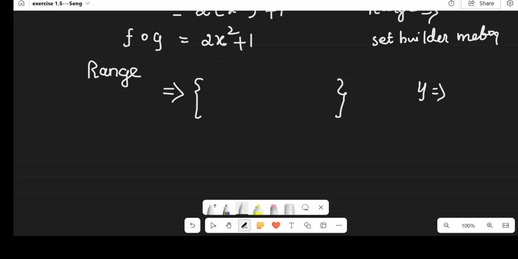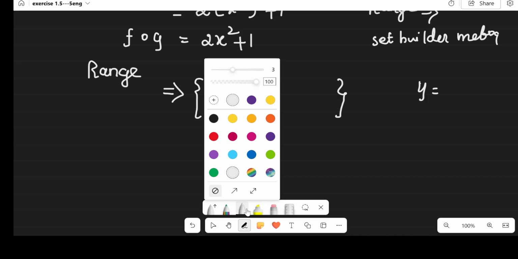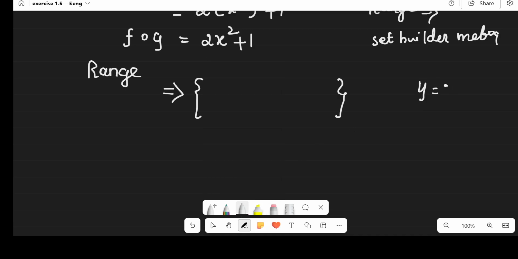Here x is given, right? So this is the output we have gotten. I'm just taking y equal to 2x plus 1. Sorry, 2x square plus 1. Why? Because this is the answer. I'm just taking the output as y. That's it. Here I'm writing y equals 2x square plus 1.